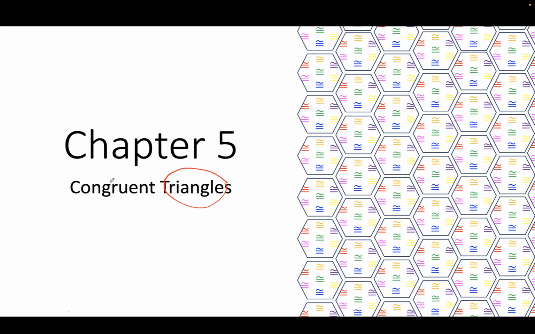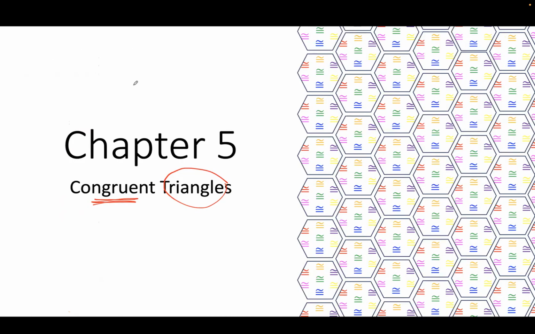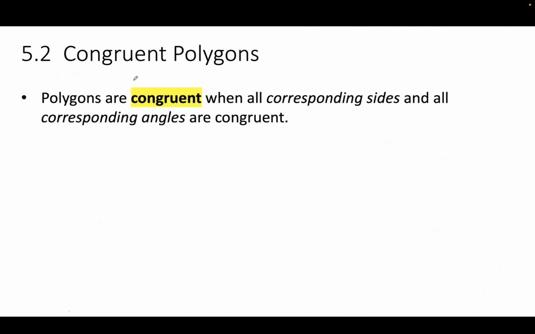So for this section and then the rest of the chapter, we're going to focus on this idea of congruence now. So 5.2 is going to deal with congruent polygons. And as you can tell by the chapter title, we'll talk about all polygons today, but the rest of this chapter is going to focus on just proving triangles congruent. So we're going to focus on triangles. But let's talk about this idea of congruence first.